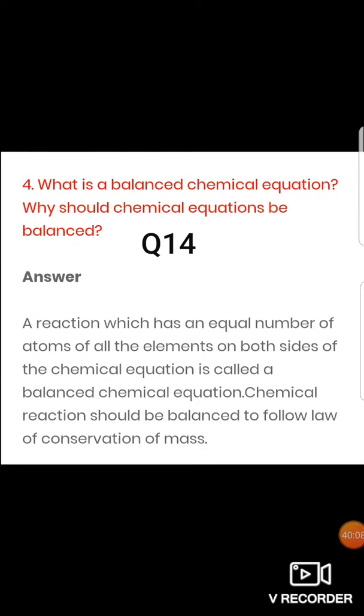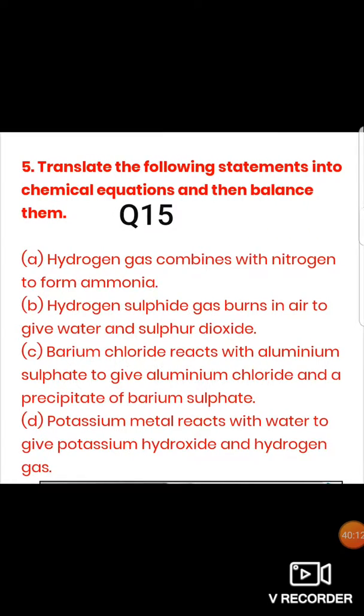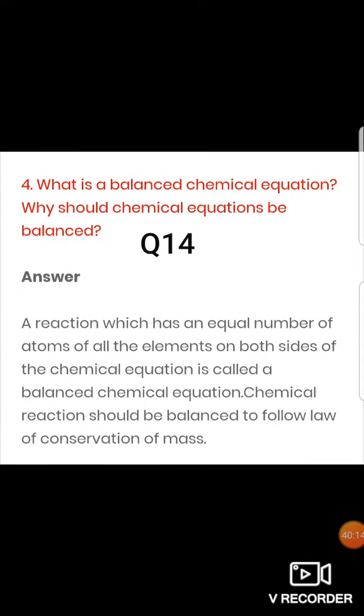What is a balanced chemical equation? Why should chemical equations be balanced? A reaction which has an equal number of atoms of all the elements on both sides of the chemical equation is called a balanced chemical equation. Chemical equations should be balanced to follow the law of conservation of mass.